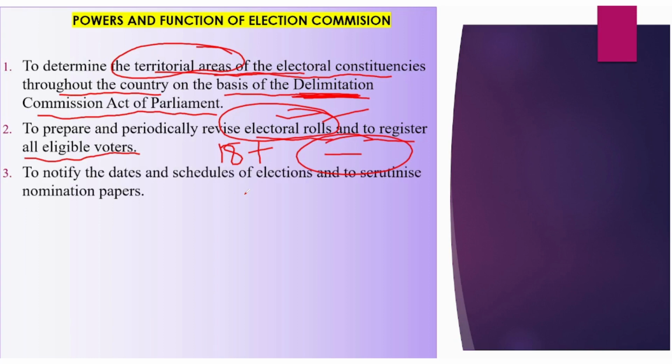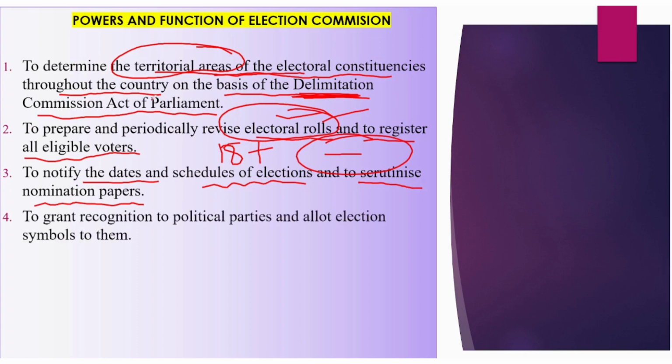Okay. Next point is to notify the dates and schedules of elections and to scrutinize the nomination papers. This election commission will notify the dates and schedule of the elections, and they will also declare the dates of the results of the elections, and they will scrutinize the nomination papers of the candidates who are contesting the elections.